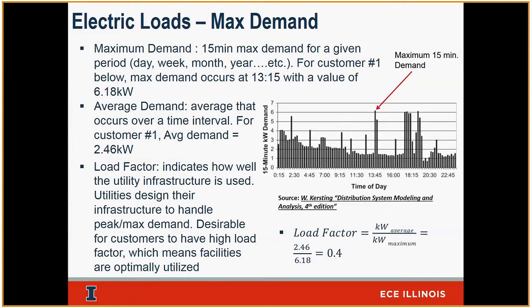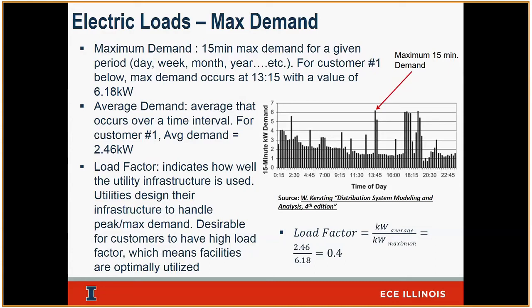Average demand, again, self-explanatory. What is the average that the customer used over a certain period of time? That could be, again, over a day, over a month, over a year. Load factor is probably a little more interesting to explain. A load factor just tells you the ratio of your average consumption to your maximum consumption. So on average, what is my average usage compared to my peak usage? Am I using the peak a lot, or am I always using more of an average type of load?